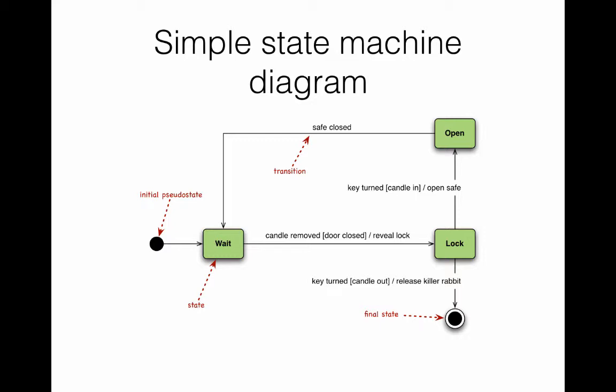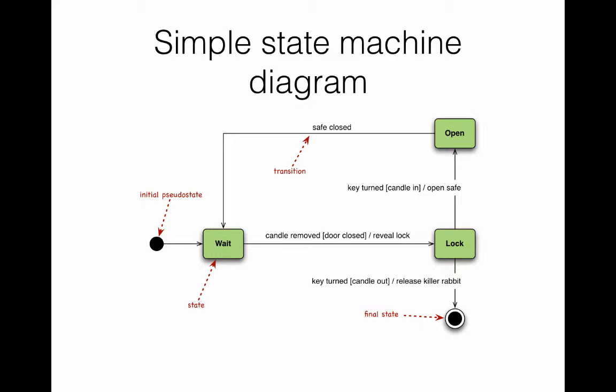At this point, we can only do one thing to change the state of the system. We have to remove the candle from its holder. The candle remove text is called the trigger. It triggers the transition from one state to another. So we take the candle from its holder and nothing happens.